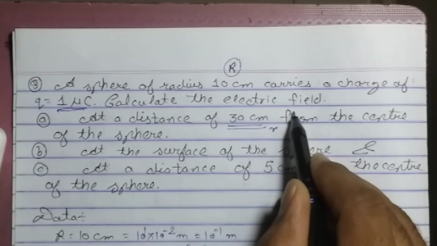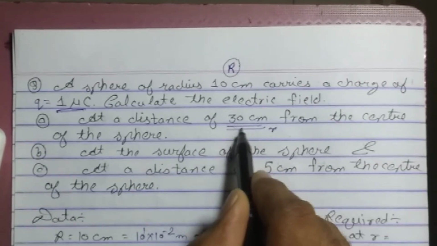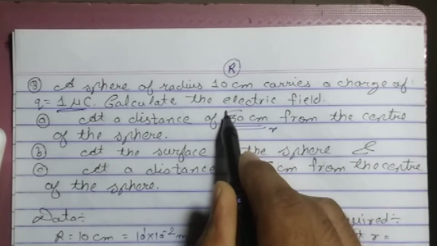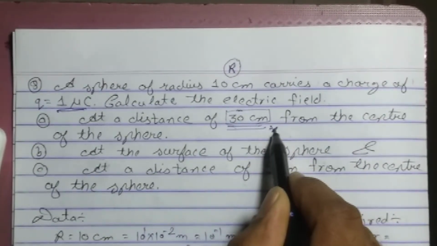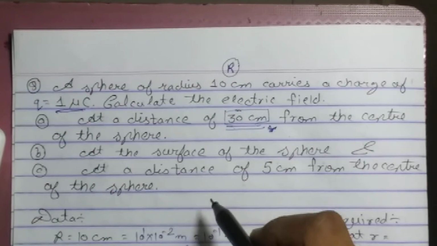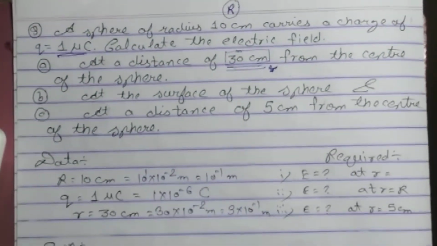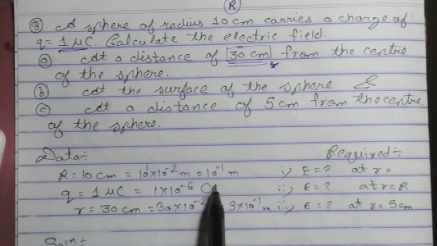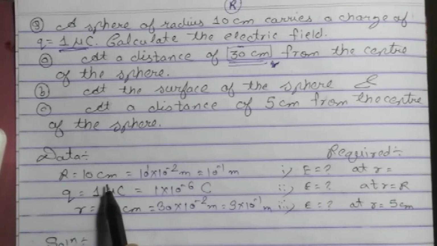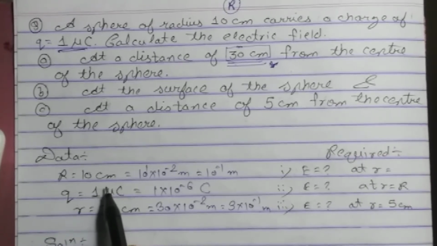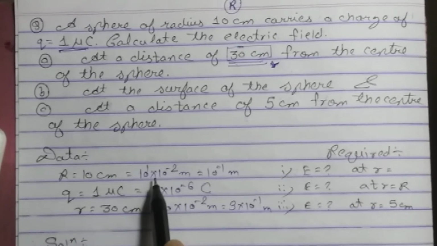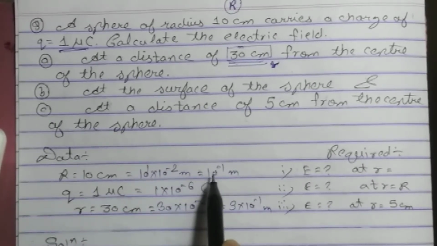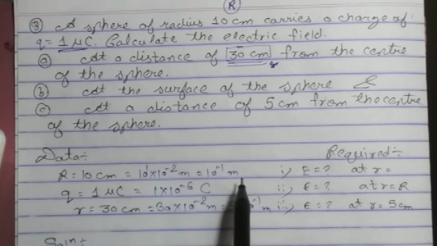Calculate the electric field at a distance of 30 centimeter. So students, the distance of that particular point is 30 centimeter, so small r is provided. Let us write down the data. Capital R is given, and we have to convert it from centimeter into meter. As I told you, 1 centimeter equals 10 raised to minus 2 meter. So 10 centimeter equals 10 into 10 raised to minus 2 meter. Base is same, 1 minus 2 is minus 1, so 10 raised to minus 1 meter.